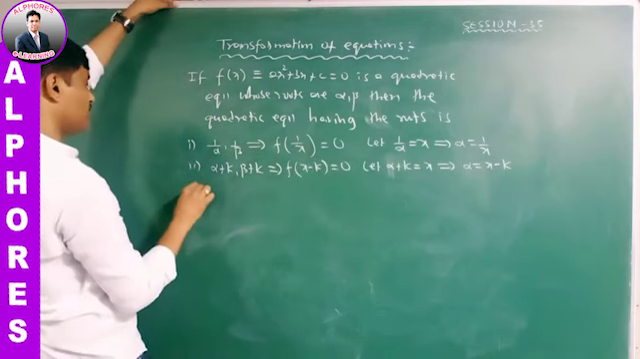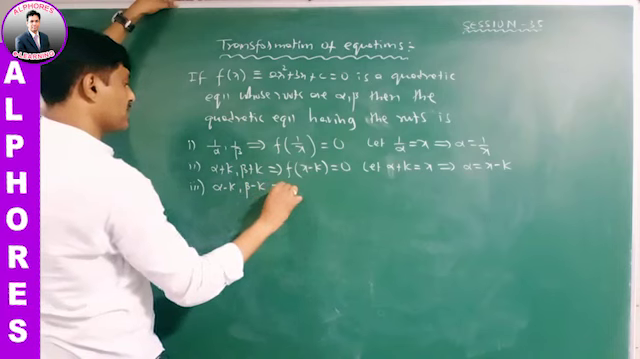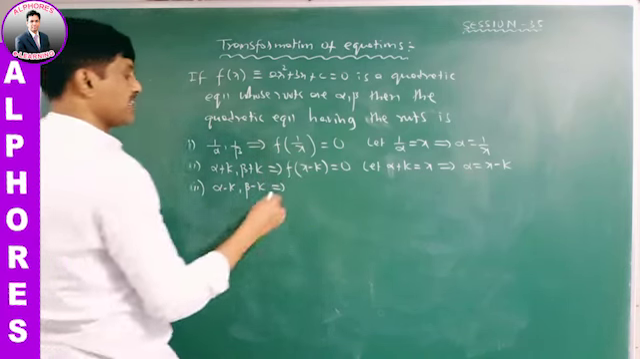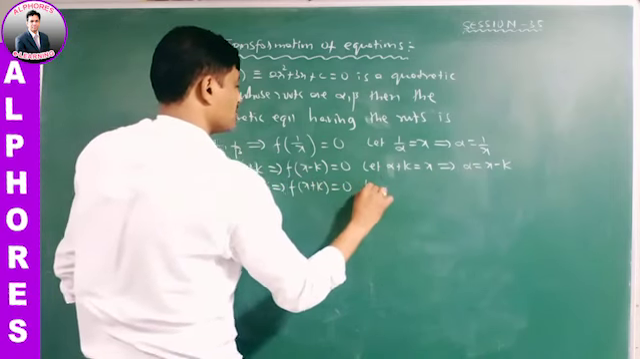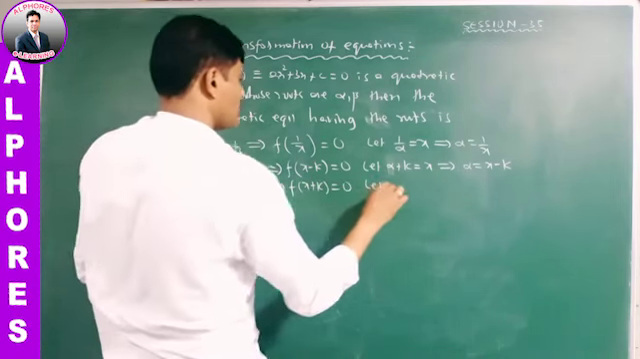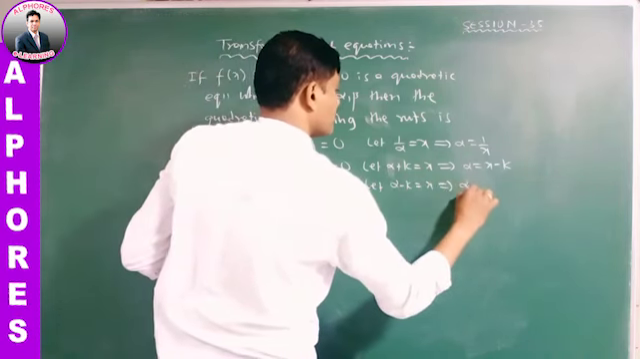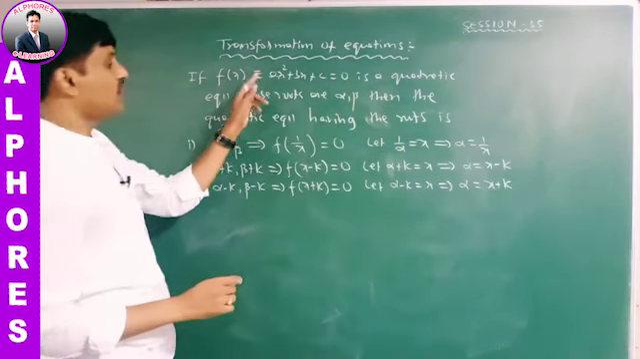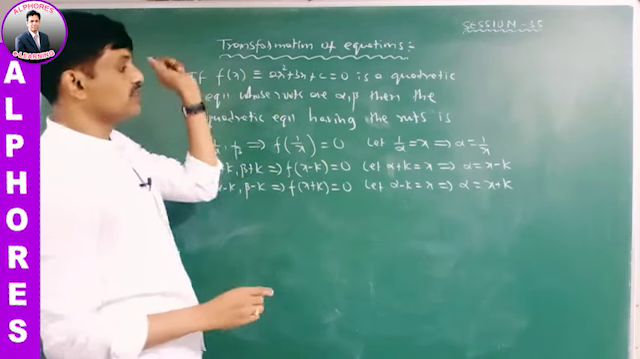Third one, alpha minus k, beta minus k, means what? Each root is decreasing by k. Yes, in this case f of x plus k is equal to 0. In this case, as one root alpha minus k is equal to x, this implies alpha is equal to x plus k. Since alpha is a root, therefore x plus k we have to substitute in place of alpha.